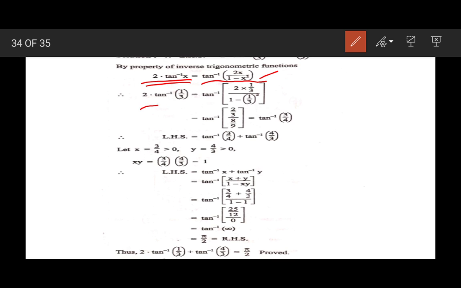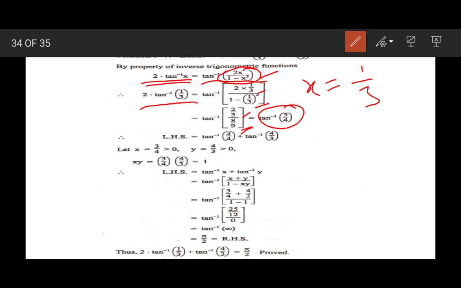Okay. So 2 into tan inverse 1 upon 3. Here x is 1 upon 3. So on the right hand side also, in place of x I am writing 1 upon 3. So 2 into 1 upon 3 divided by 1 minus (1 upon 3) whole square. So that is equal to tan inverse of 2 upon 3 divided by, after cross multiplication, 8 upon 9. Okay. So the left hand side is tan inverse 3 upon 4 plus tan inverse 4 upon 3, right? And this I got as tan inverse 3 upon 4.